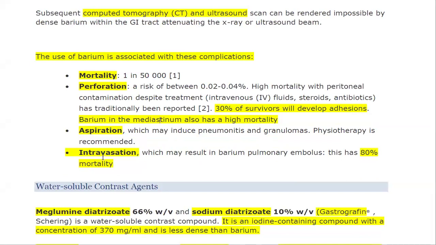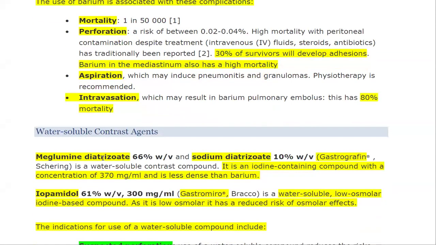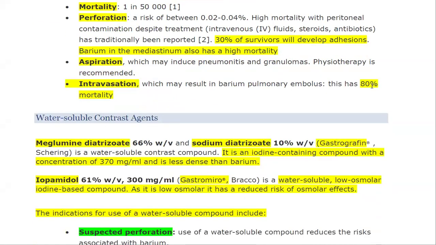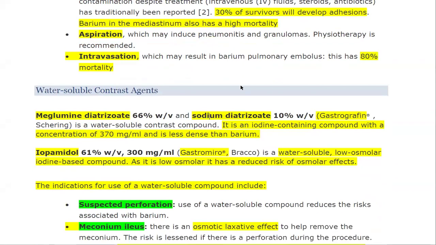Intravasation also, to the vascular system or to the vessels, can raise the possibility of barium pulmonary embolism, which is very serious, and you can see that it has 80% mortality. Okay, so what is the alternative for this one?